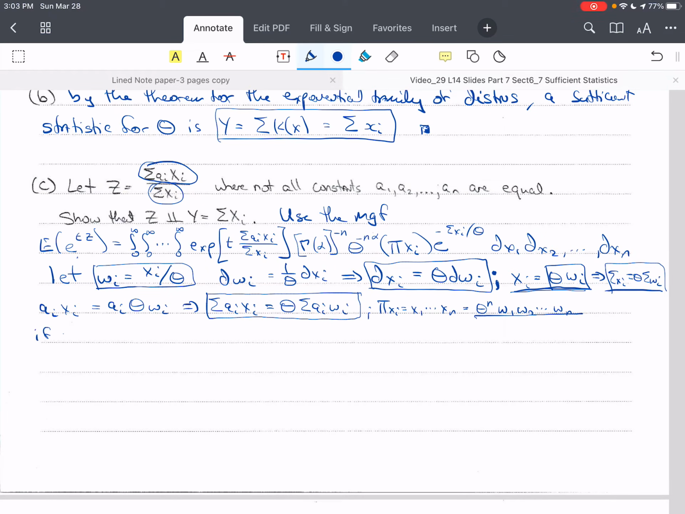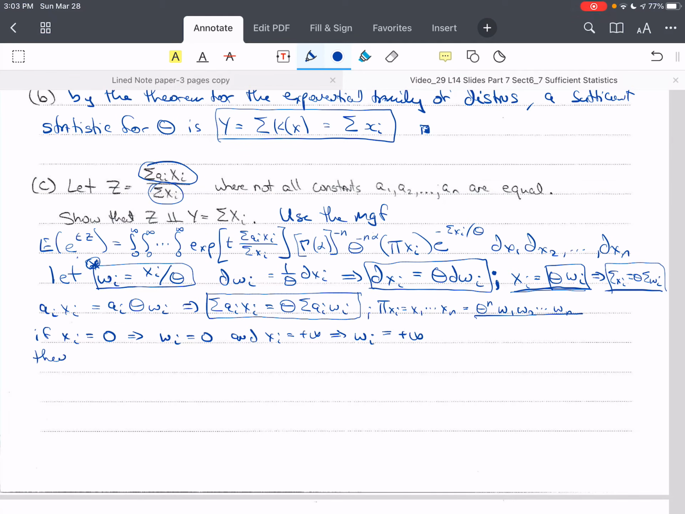Now, if x sub i is equal to 0, this implies that w sub i, which is right here, is equal to 0. And x sub i equals positive infinity implies w sub i is equal to positive infinity. Again, using this substitution, you plug in infinity, infinity divided by theta is still infinity. And remember that theta is greater than 0. Okay?